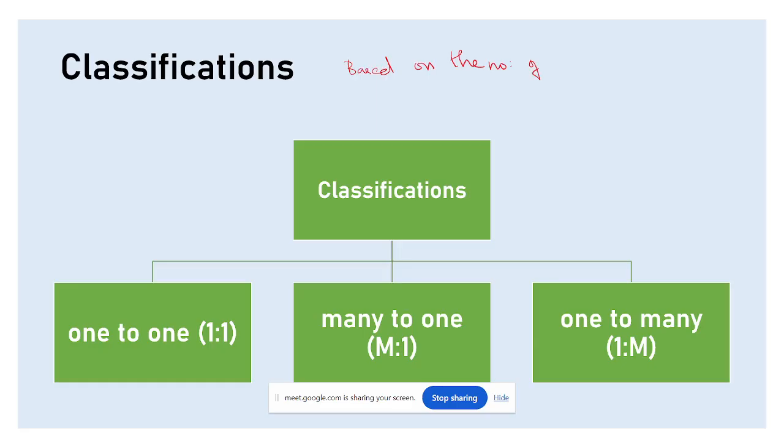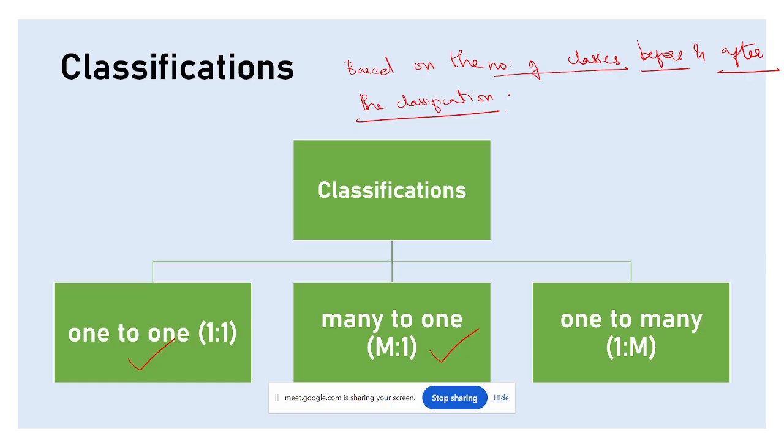Okay, so this is based on the number of classes before and after the classification. So this you have to keep in mind: before and after the classification, how many number of classes are there? Depending on that, we have basically categorized it into three. So we have the one-to-one classification, then we have the many-to-one classification, and then you have the one-to-many classification.